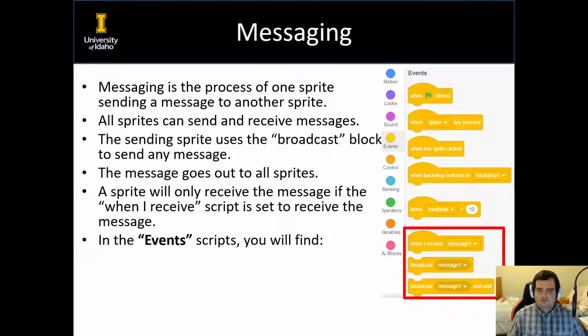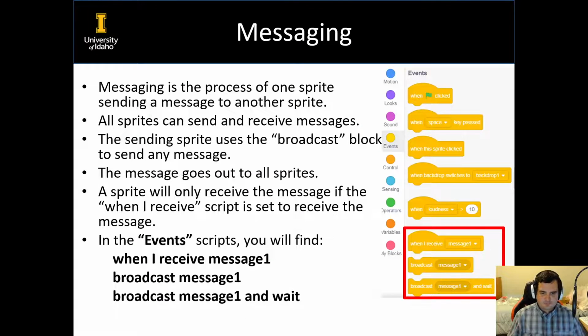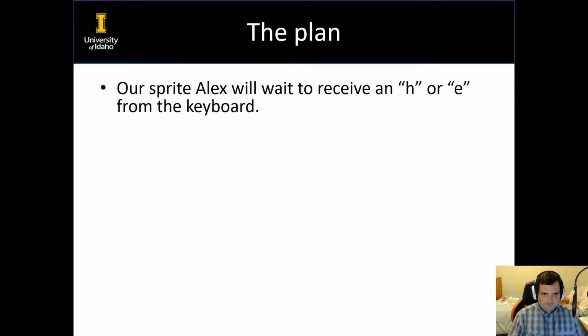You find all of this in the event scripts, and that's where you find when I receive message, broadcast, and broadcast and wait. We don't really use broadcast and wait too much. So what we're going to do is use Alex, and Alex can be a dude, a chick, whatever, and it's going to wait to receive an H or an E from the keyboard. Now, this is a type of message, but we're not going to dive into that too far. They're going to wait for an H or an E, whichever one.